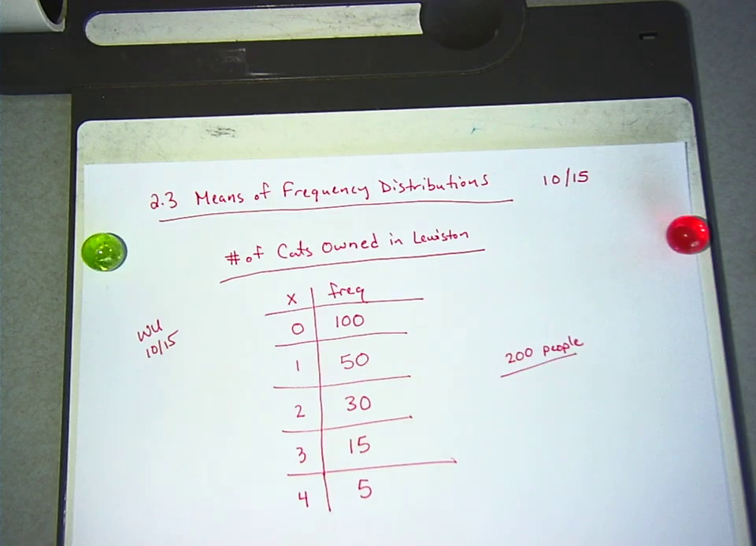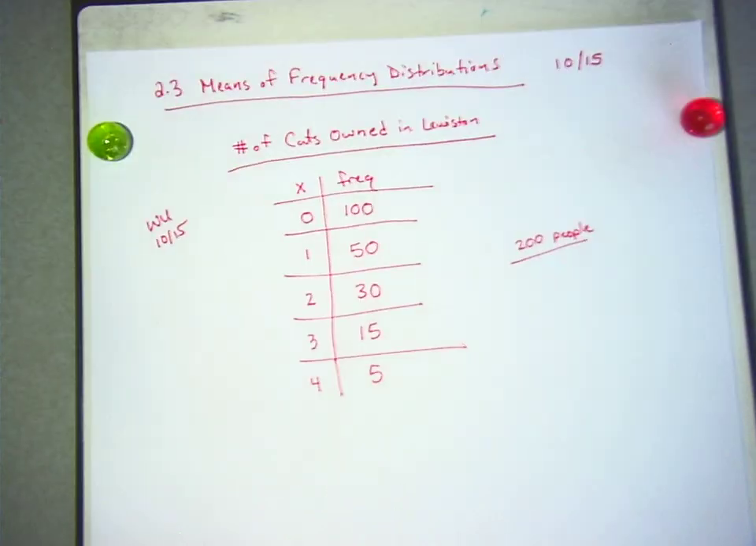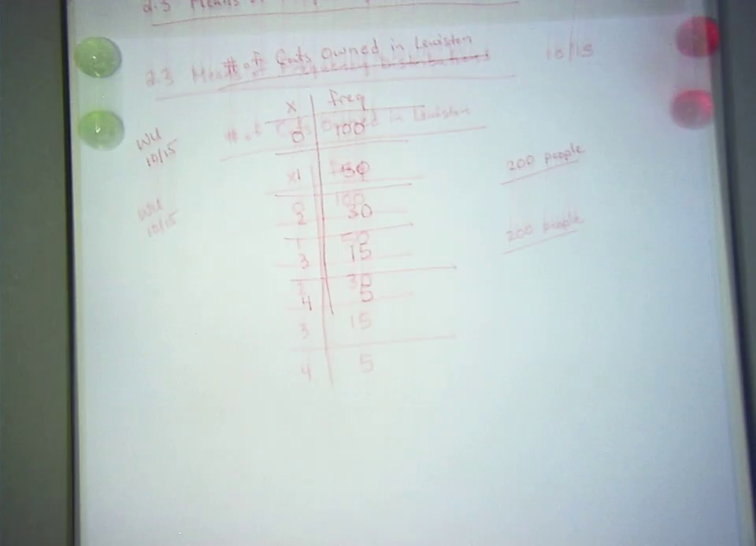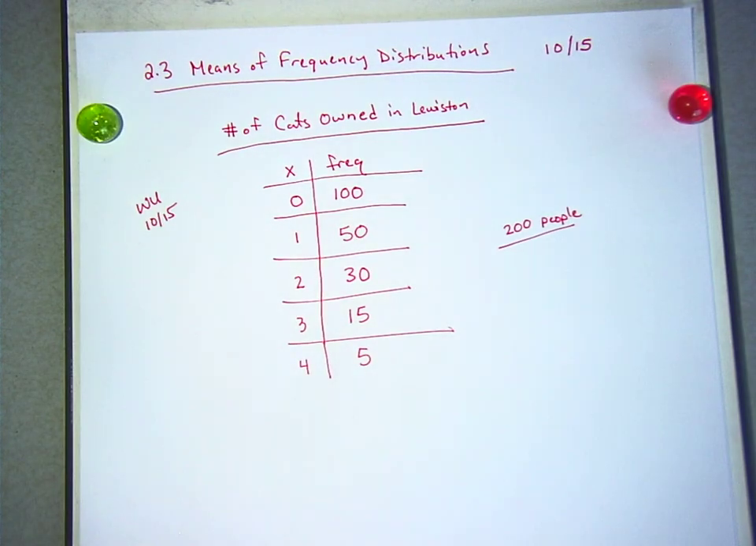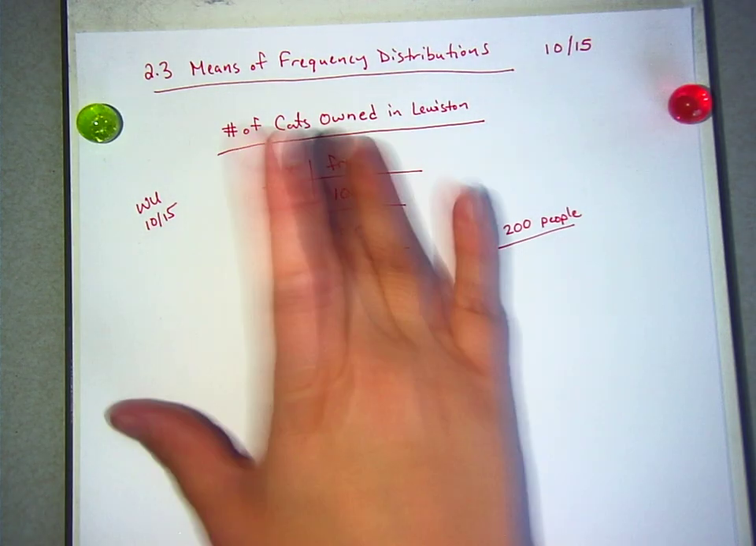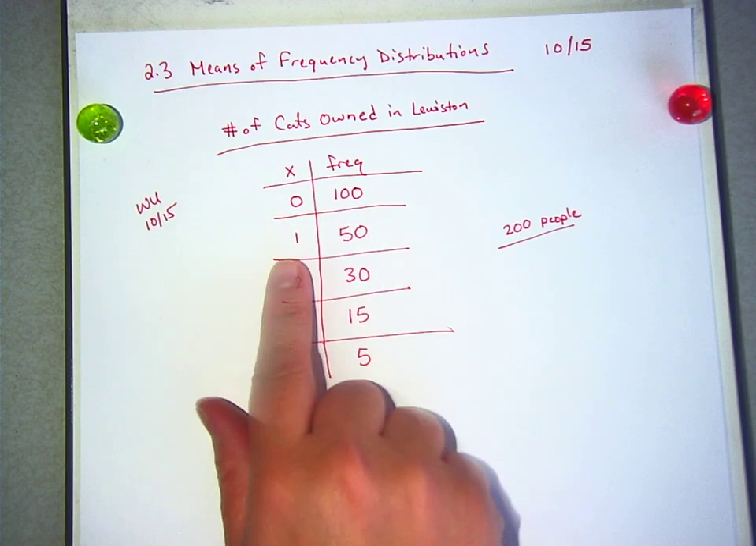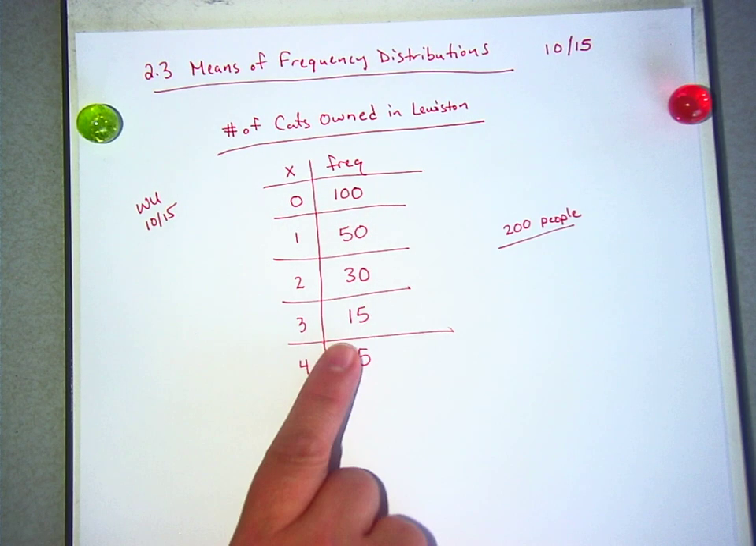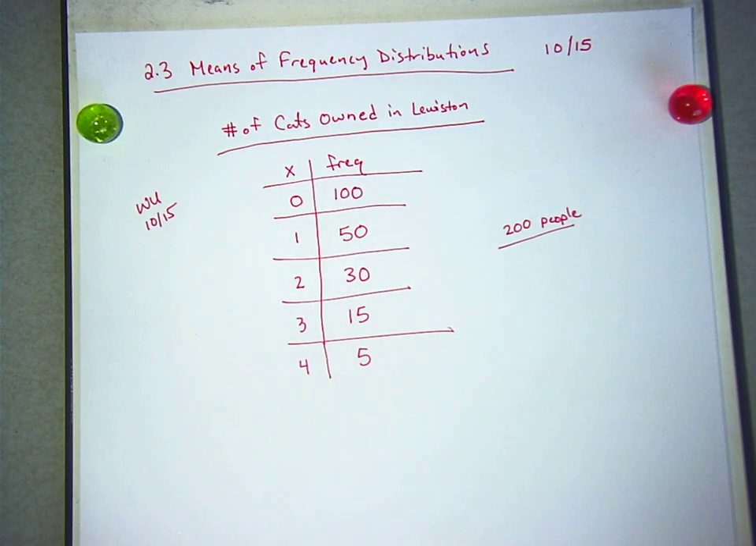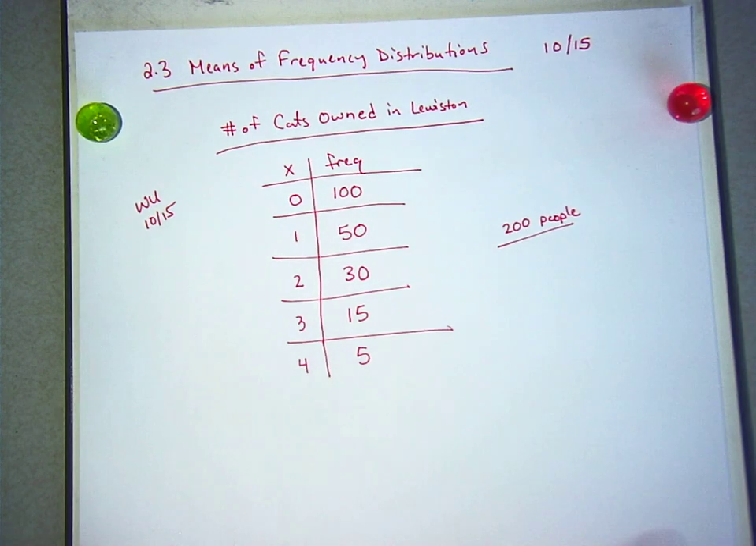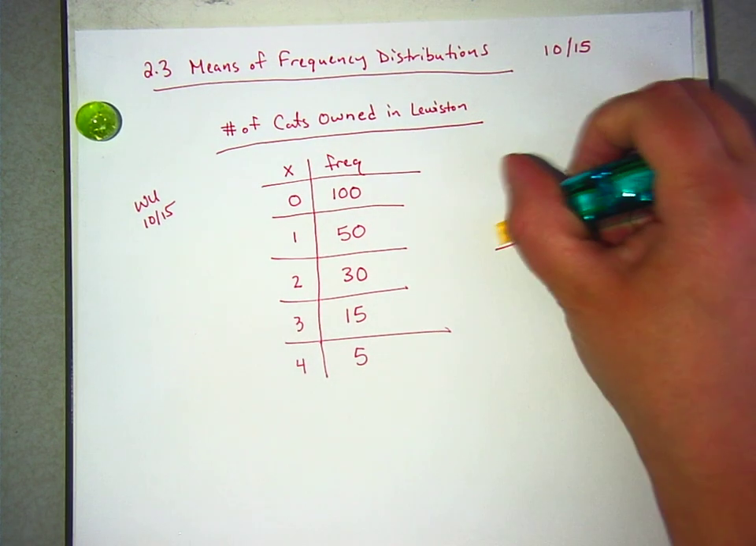So far, we made up some data about the number of cats owned in Lewiston. If we looked at 200 households, we think that 100 households would have 0 cats, 50 households would have 1 cat, 30 households would have 2 cats, 15 would have 3, and 5 would have 4. So what if I asked you to find the average number of cats in Lewiston? What would you do?